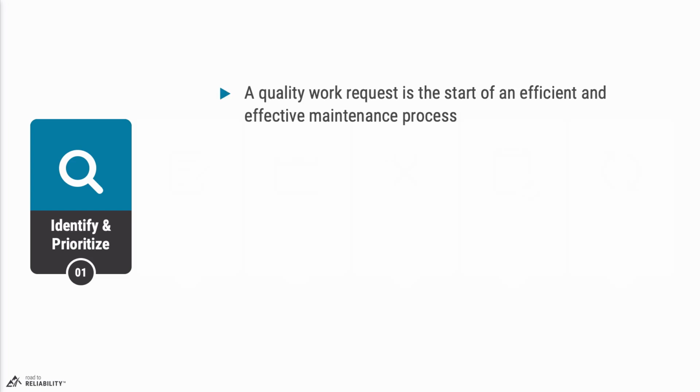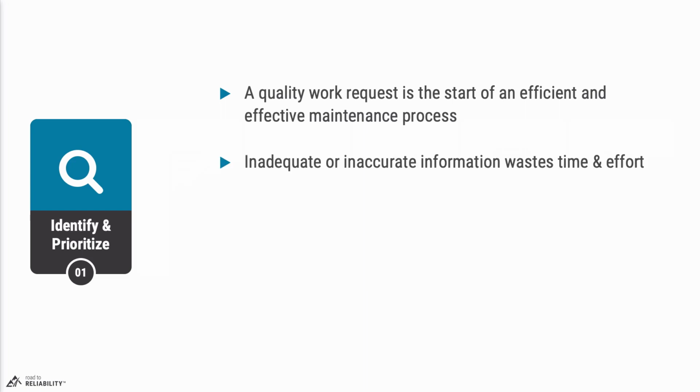The first step in the maintenance planning and scheduling process is the identification of work, converting that work into high-quality work requests, and then prioritizing those work requests in a robust and objective method. You see, a quality work request is the start of an efficient and effective maintenance process. And allowing work requests with inadequate or inaccurate information to proceed through your planning and scheduling process is going to waste a lot of time and effort. And remember, we are introducing planning and scheduling to drive efficiency and increase our productivity. So we cannot let poor quality work requests slip through, because that's going to waste people's time.